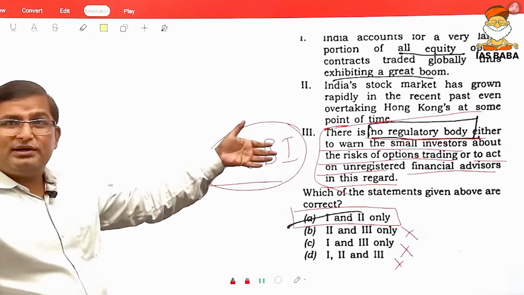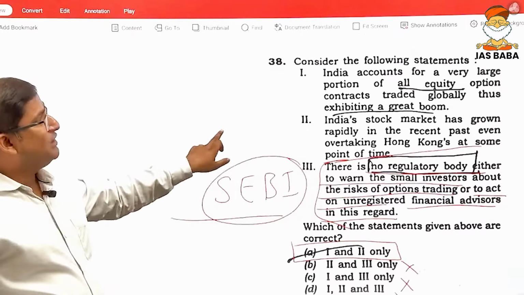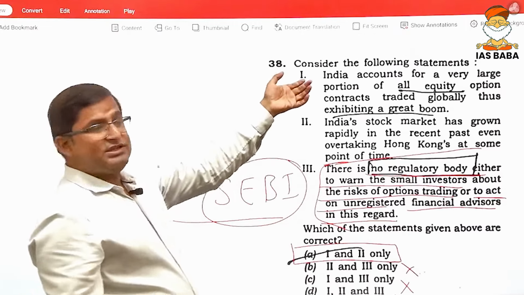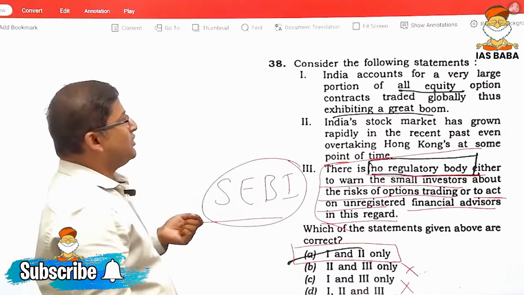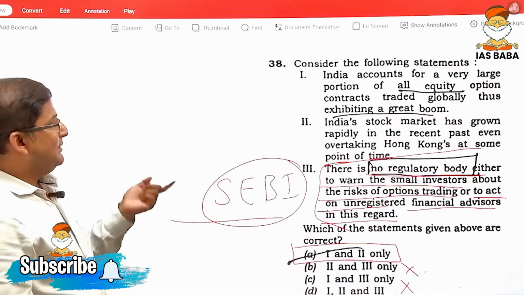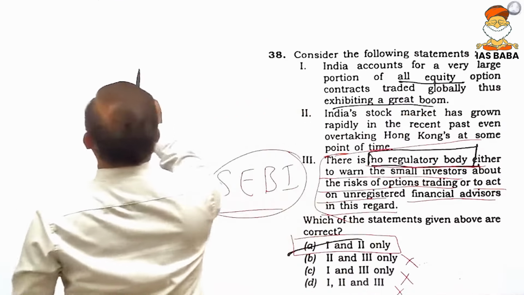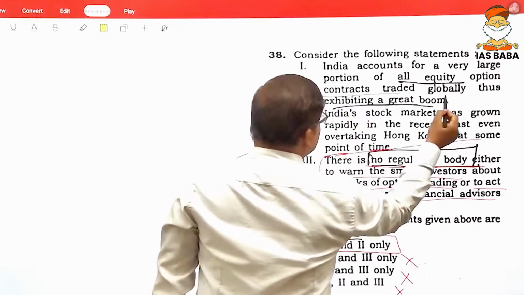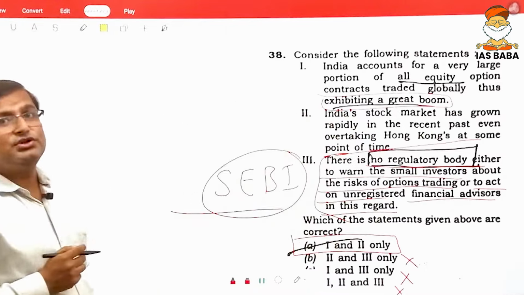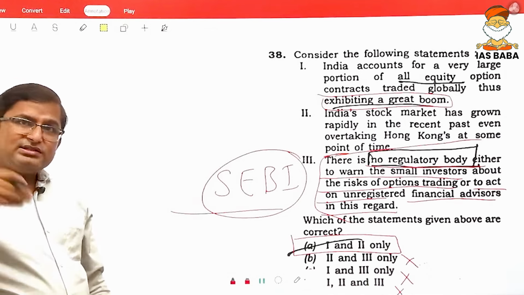It seems a little bit lengthy, but the question is easy. If you read the question carefully, you can solve it. Now come to statements 1 and 2. India accounts for a very large portion of all equity options contracts traded globally, thus exhibiting a great boom. See, this one is true. The Indian stock market is showing a boom. That's why there are many investors who are coming to India in greed to get a larger return.